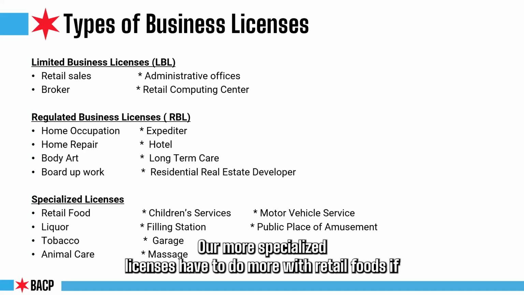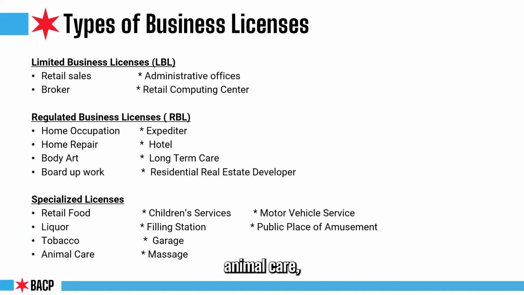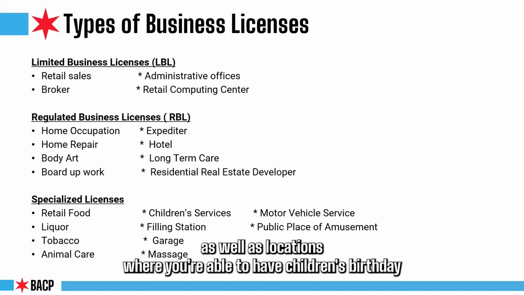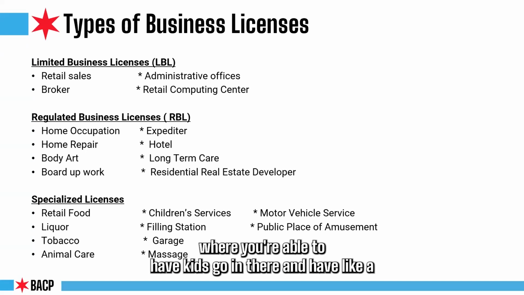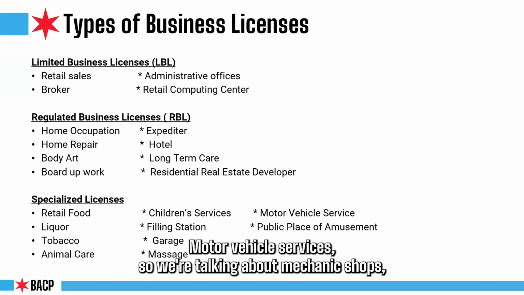Our more specialized licenses have to do more with retail foods. So if you're opening up a restaurant, liquor stores, tobacco, animal care, children's services, which includes daycare facilities, as well as locations where you're able to have children's birthday parties. Another thing would be the jump zones where you're able to have kids go in and have a playtime area, gas stations, massage establishments, motor vehicle services.